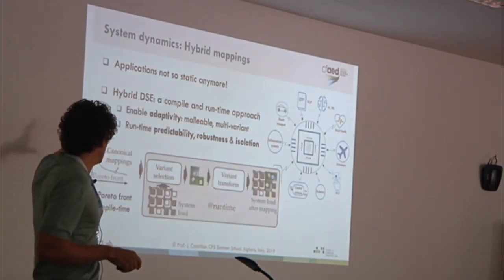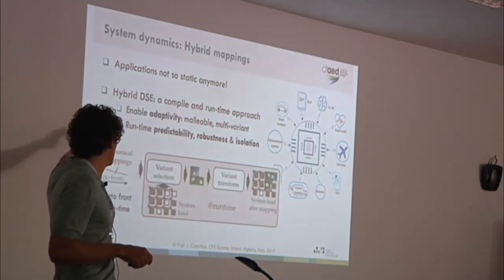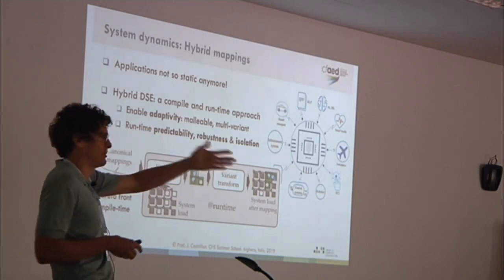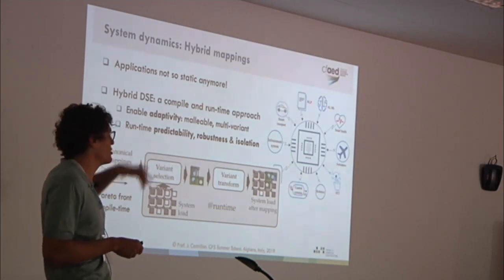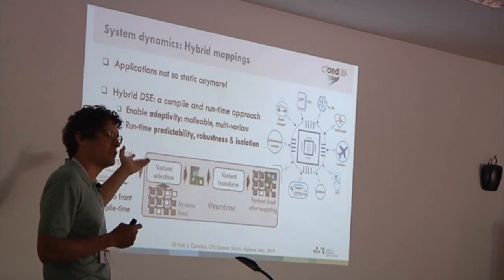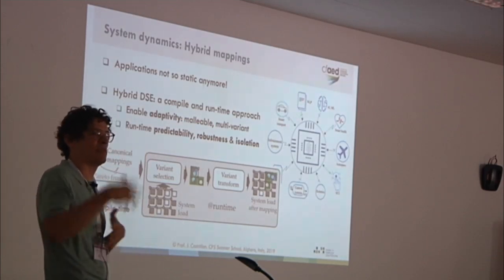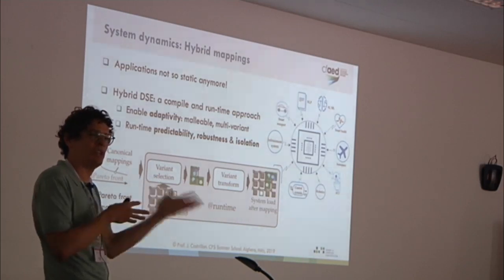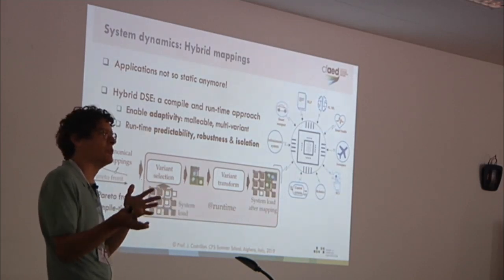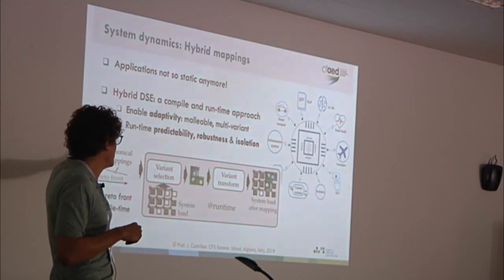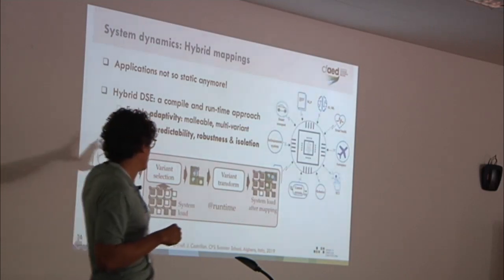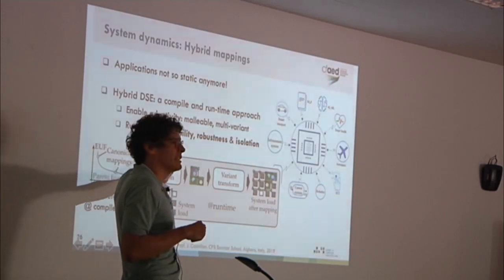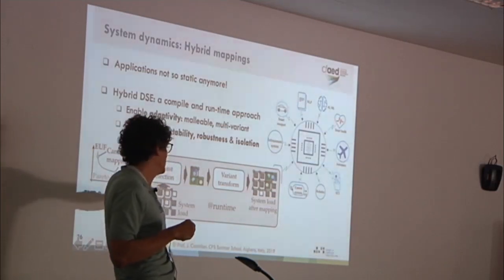More or less, the idea is that at compile time, you produce a bunch of configurations, Pareto points, as you saw last time. So you have a bunch of software configurations, right? Using 3 threads, using 20 threads, with trade-offs in energy, how many resources you use, and how fast you are. So you produce all these variants at compile time. And then at runtime, you have some intelligent selection of variants depending on the state of the system.